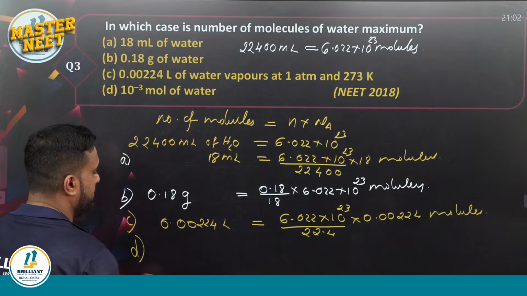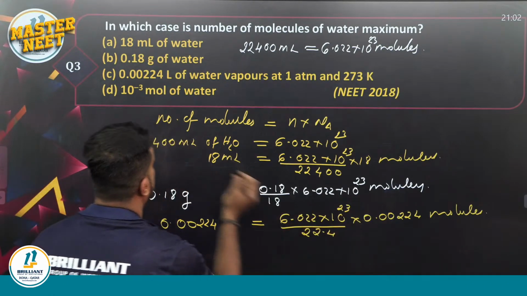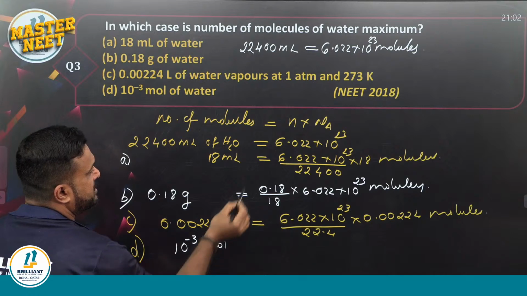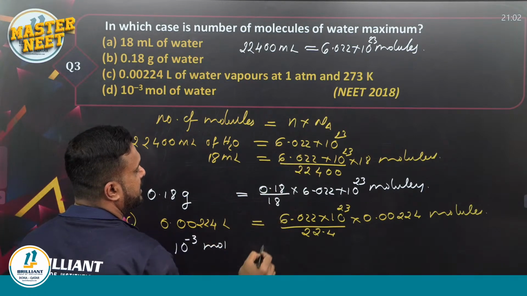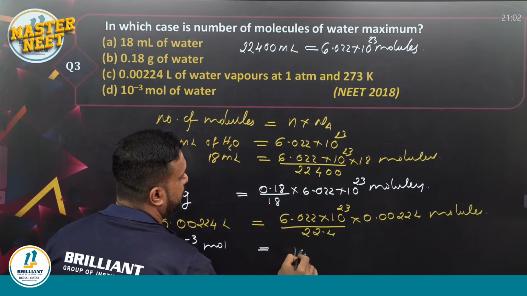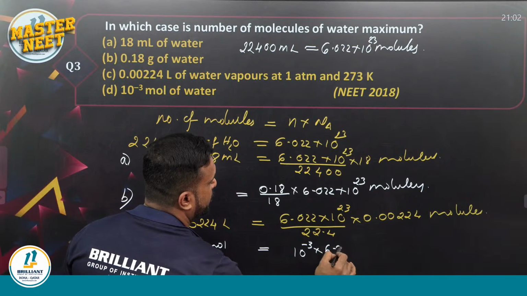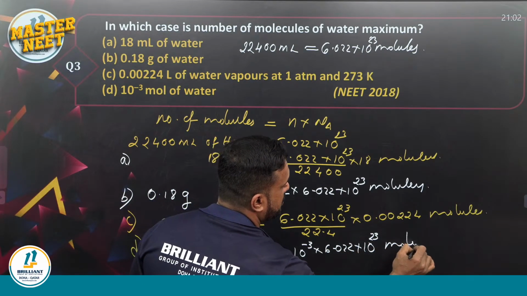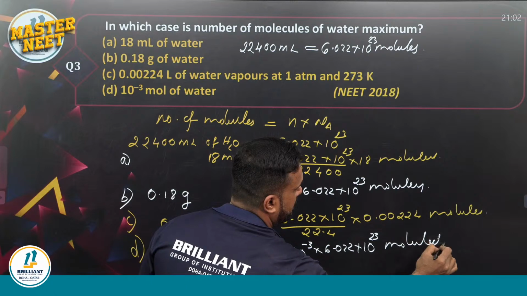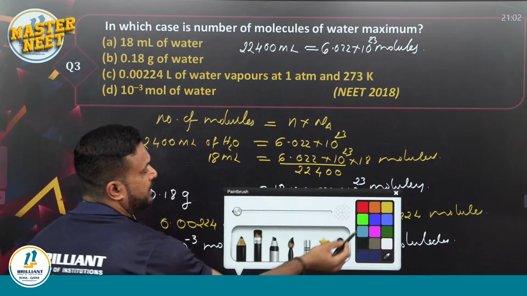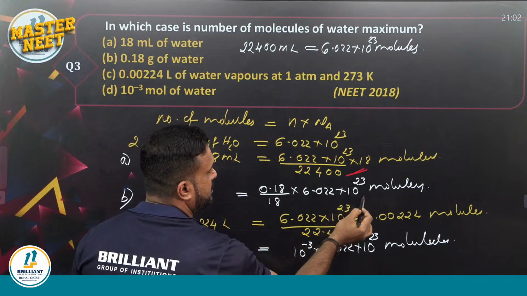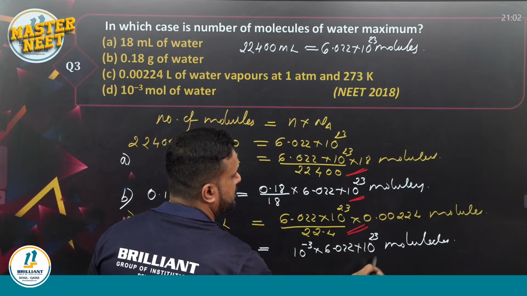What about option D? Option D is 10 power minus 3 mole, so the number of moles is given. Then the molecules are 10 power minus 3 into 6.022 into 10 power 23 molecules. So we write it directly. Right now we have 4 values: this is the first, the second, the third and the fourth.